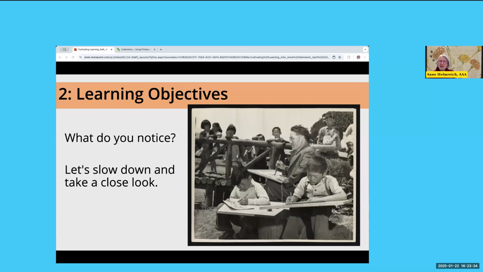So let's switch gears a little bit. I've been talking for a while, and let's be students together. I've put on the screen a primary source. This is a photograph from our collections. Let's use the chat function again. What do you notice? Just any observations. Again, wear your student hat for a moment. What do you notice?